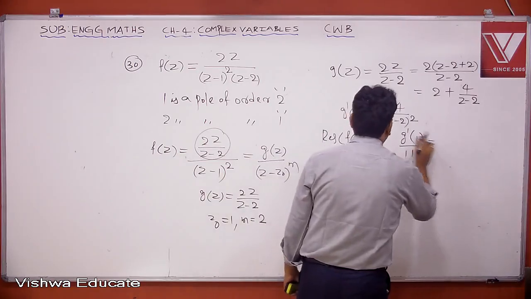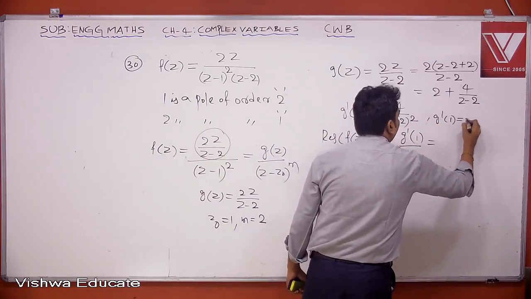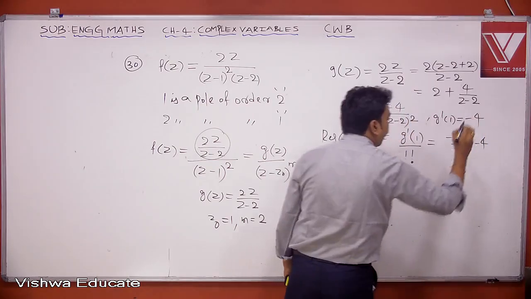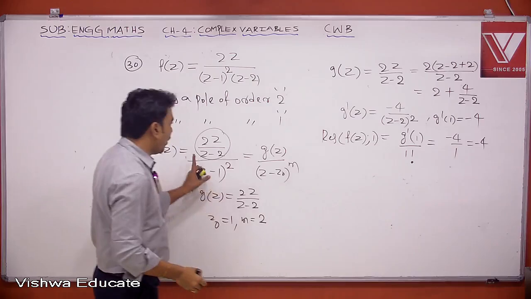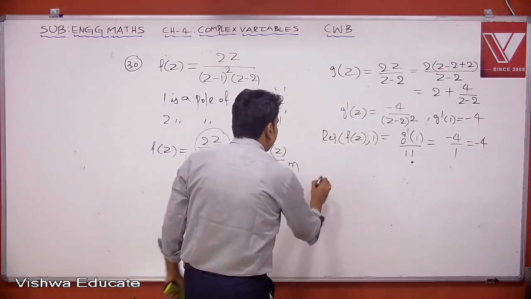So here g dash of 1, replace z by 1. So g dash of 1 equal to minus 4. So minus 4 by 1, it is minus 4. So residue at 1 is minus 4. Now let us calculate residue at 2.